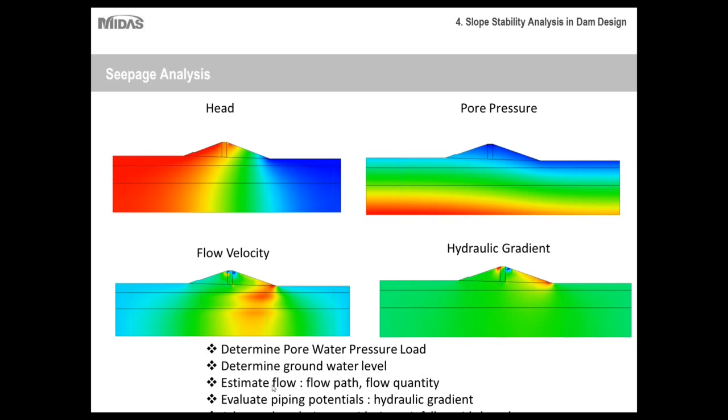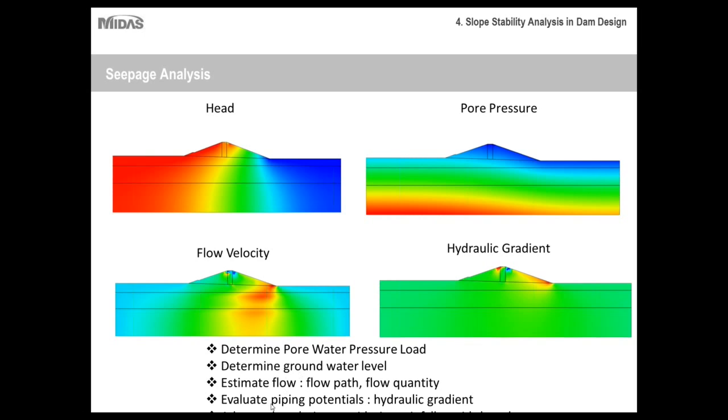You can estimate the flow, the way the water behaves, how it travels, how much water can be expected to seep through the other side. Piping potential, so for example, if you wanted to create any sort of drainage, you could find out where the hydraulic gradient is, you can find out where the water is going to be so that you can drain it.